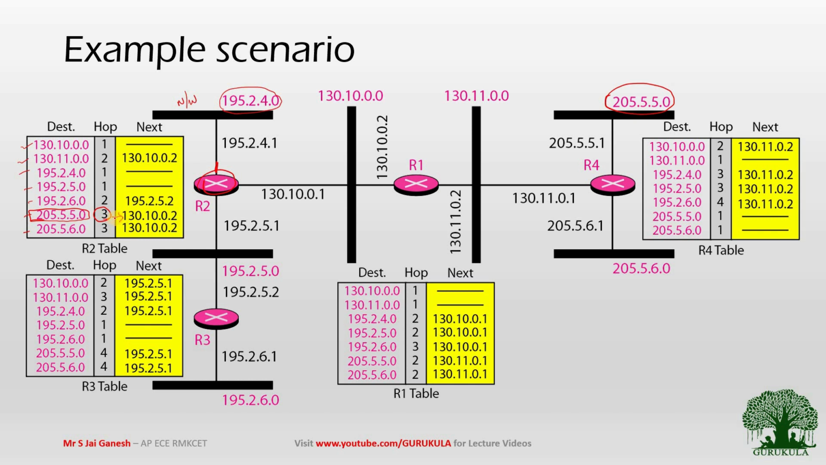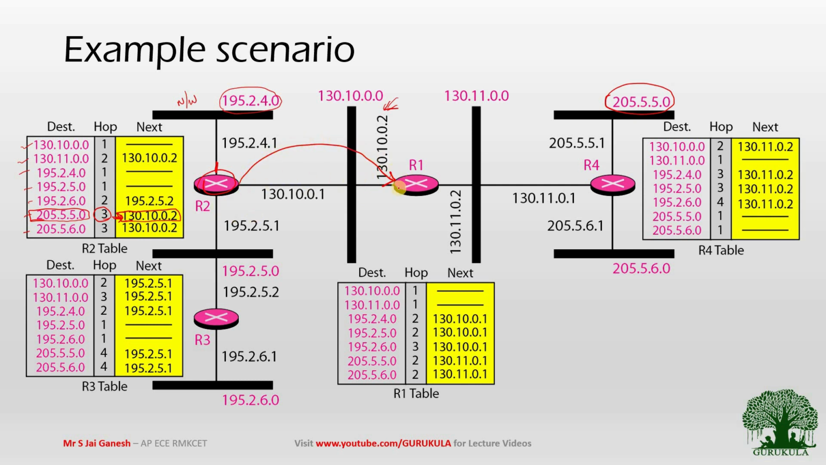130.10.0.2. So this router only knows that any packet that is destined for 205.5.5.0 has to be sent via this particular link. Now the packet will be sent. So this is where the first hop happens. So this is what the first hop is. The packet will be sent from this to this.